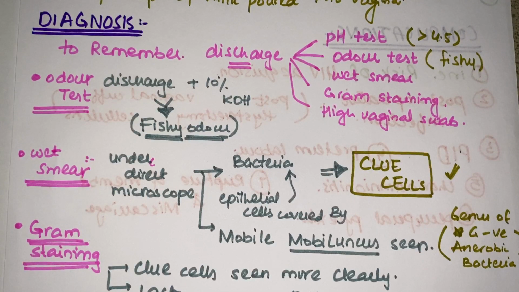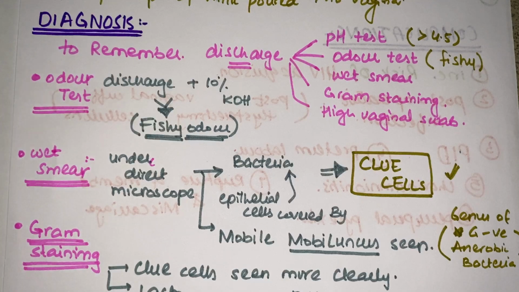Now it is misleading in this case, although in many of the infections the high vaginal swab investigation plays a major role in the diagnosis, but here it is misleading. Why? Because we do the high vaginal swab and we'll see Gardnerella vaginalis even in those patients who are normal, because it is part of the normal flora also, so it's actually misleading.